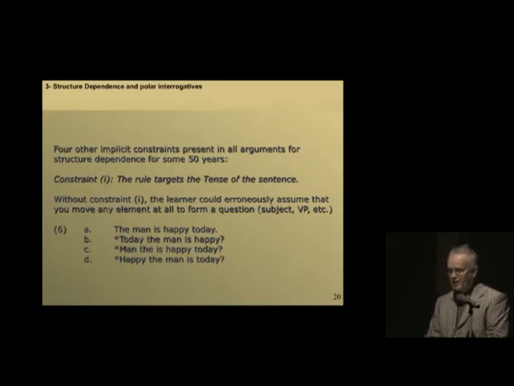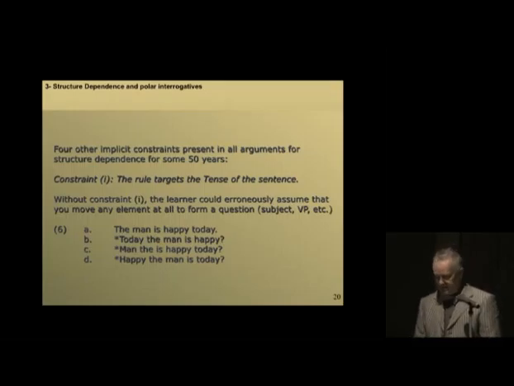Okay. Now we could say that these 4 assumptions are just details to be worked out in Chomsky's newly proposed analysis. The problem is, if we keep on looking at the derivation, if we try to reproduce the experiment again, there are 4 other implicit constraints that have been present in arguments for structure dependence for some 50 years. So it's not a problem of one new analysis coming up. These have been there for a long, long time, so we have to deal with them.